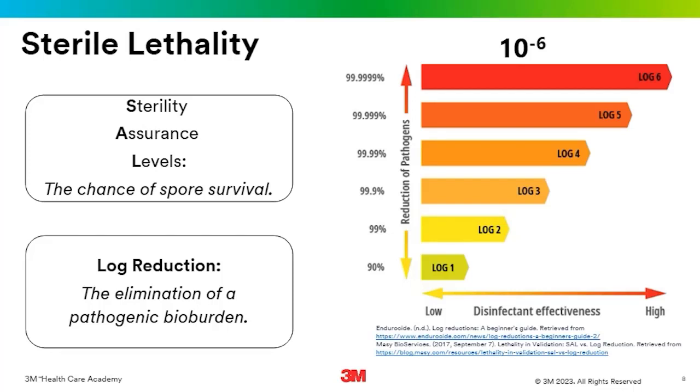But log reduction is the elimination of pathogenic bioburden. To me, all bioburden's pathogenic because I don't know where it came from. And frankly, I believe all humans are gross and anything that's left over from us is growth, right? But a pathogenic bioburden means a disease-producing bioburden. And I didn't realize it got worse than just bioburden, right?